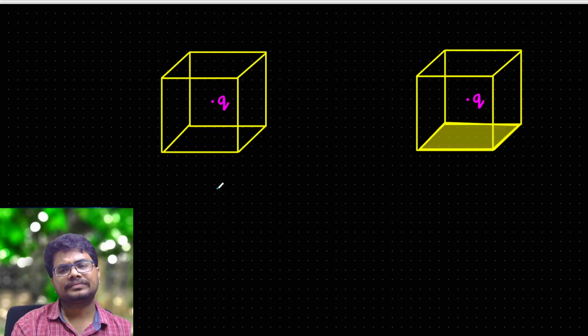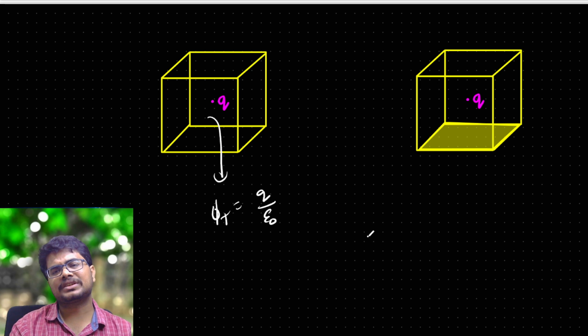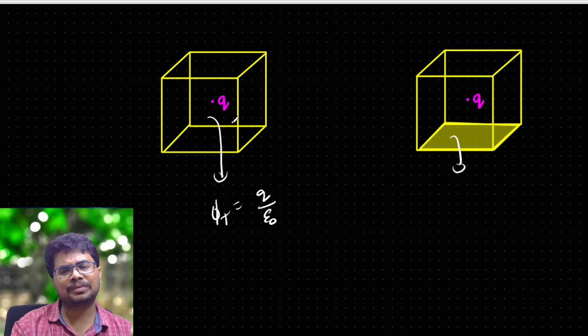Fine, sir. Here one charge q is there. What is the flux through the total cube they are asking? A charge is completely enclosed, so Q by epsilon naught, I can write. What is the flux through this face, sir? The charge is placed symmetrically at the center, so the flux through all the faces should be equal. Through the entire cube, the flux is q by epsilon naught.